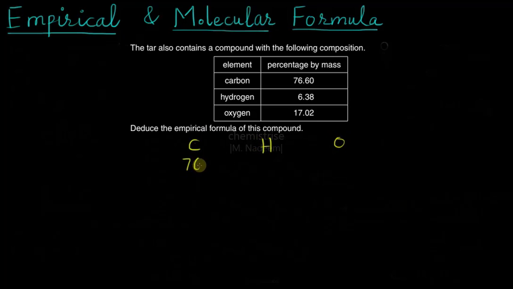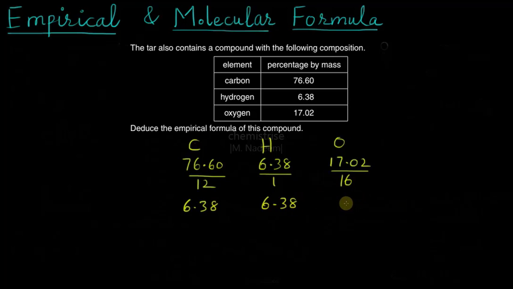Then, the first step is to divide these percentages that we are given with the atomic masses of these elements. Carbon is 12, so divide by 12. Hydrogen is 1, oxygen is 16. So first of all, we divide the given percentages by their atomic masses. For carbon, it would be 6.38, and for the others we get 1.064.